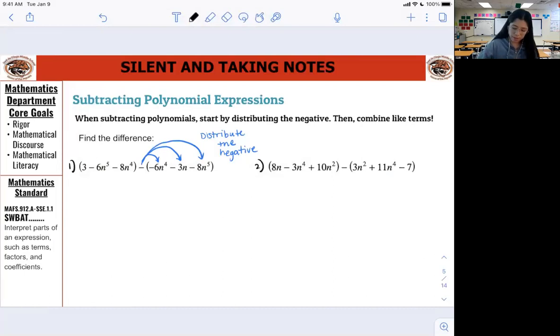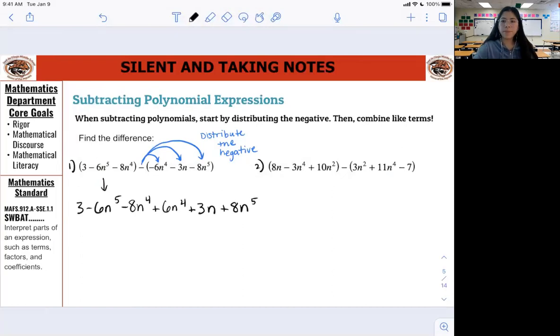2 negatives put together are going to turn into a plus sign. So what happens is, this stays exactly the same. But in the second polynomial, we're going to flip each of the signs. So negative 6 becomes positive 6. Negative 3 becomes positive 3. And negative 8 becomes positive 8. And again, the reason we do this is because when you have a minus sign, that minus has to be applied to everything inside of the parentheses. So when we distribute that negative, we flip the signs.